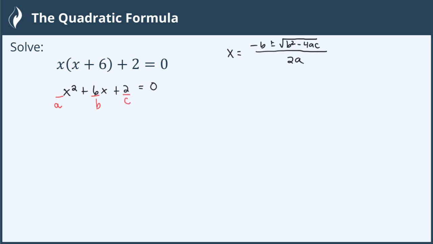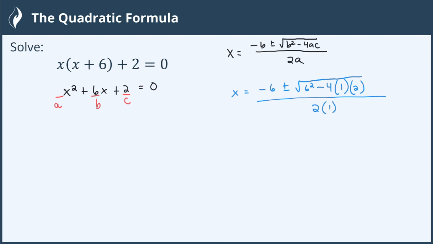So now what we're going to do is take those numbers and put them in this formula. Okay, so x equals negative b, so that would be a negative 6, plus or minus the square root of 6 squared, b squared, minus 4 times a, which in this case is a 1, and c, which in this case is a 2. And then we're going to put that whole thing over 2 times a, which is a 1.